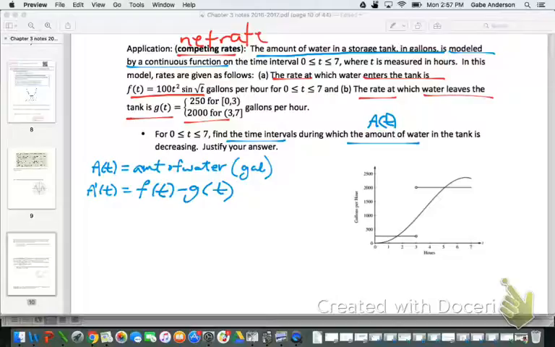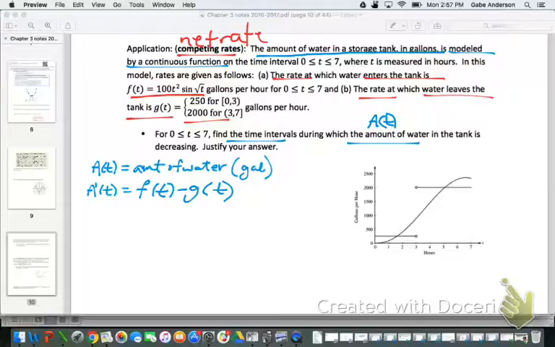What would be wrong with me switching it around and doing G of T minus F of T? If G of T is bigger, then it'd be a positive. It would be the other way around, wouldn't it? So maybe another way to think about it is, if F of T is the rate of water entering, wouldn't F of T be making the amount of water go up? Therefore, we want that rate to be positive. But G of T is making the amount of water go down, so G of T would have to be the negative one. Does that make sense? Okay.